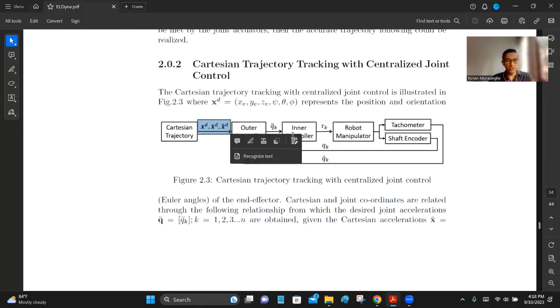Okay, any questions up to now? Taraka, the two control schemes, are they clear to you? Taraka, are you there?